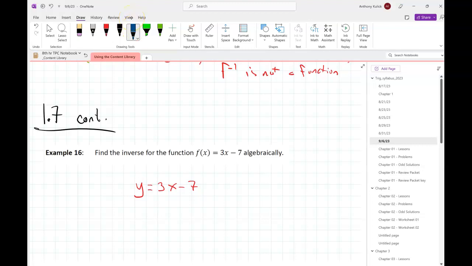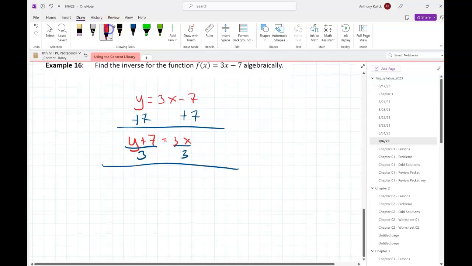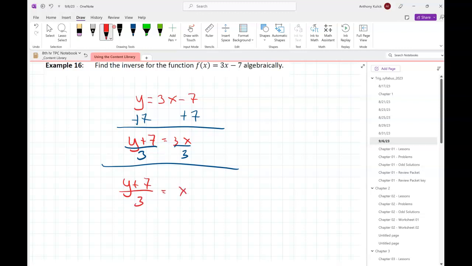The next step I want to do is to get the x by itself. So to do that, we'll add 7 to both sides. And then divide both sides by 3. And again, when I write this y plus 7 all over 3, you could also write it as y over 3 plus 7 over 3. That's fine. Whether you write it as a common denominator or as two separate fractions, either is okay. So now the x is by itself.